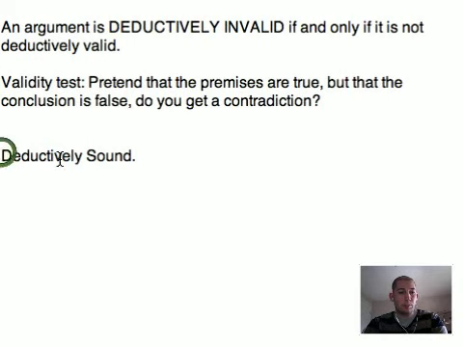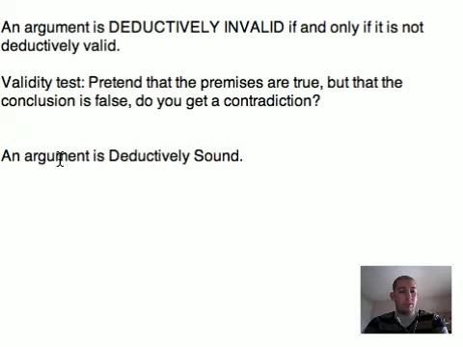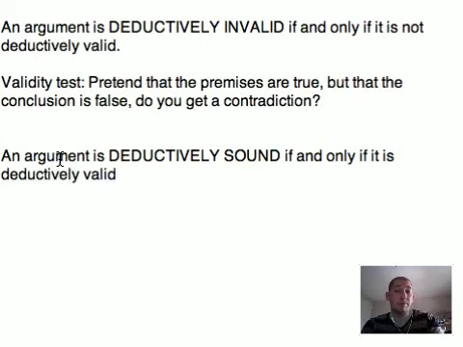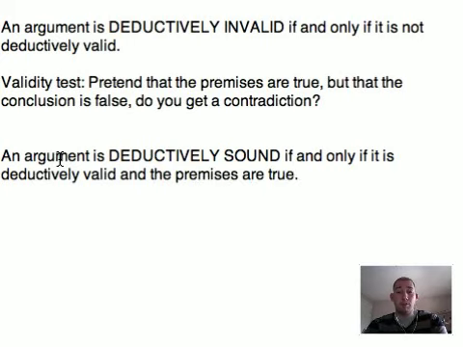So let's say that more specifically. An argument is, and we'll make this in capital letters, deductively sound if and only if it is deductively valid. So notice it has to be valid first. So if an argument is invalid, it can't possibly be sound, right? So the first thing to check whether or not an argument is deductively sound is to check to see that it's deductively valid. So an argument is deductively sound if and only if it is deductively valid and the premises are true. So as a matter of fact, the premises are true.